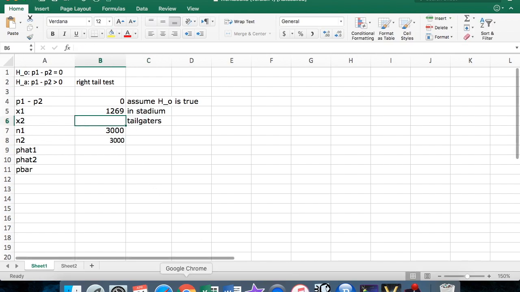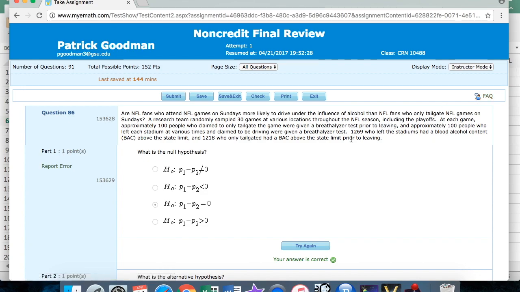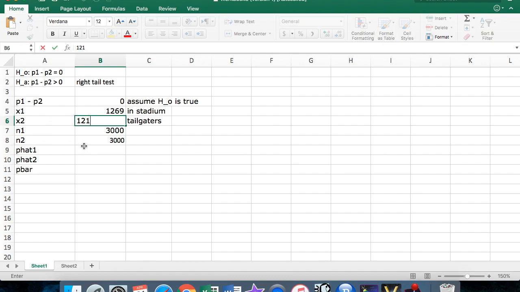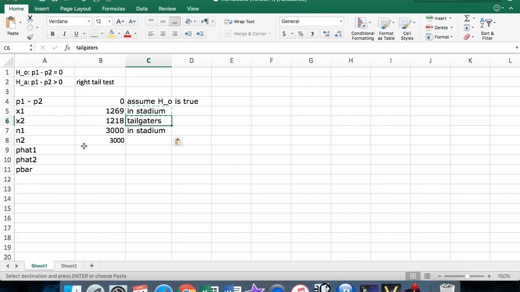Okay. All right. So that's just what we're doing. 1218. Okay, so this would be people in the stadium. Sorry, and these would be the tailgaters. Okay, so here we go.